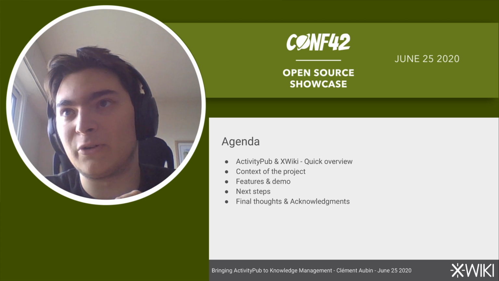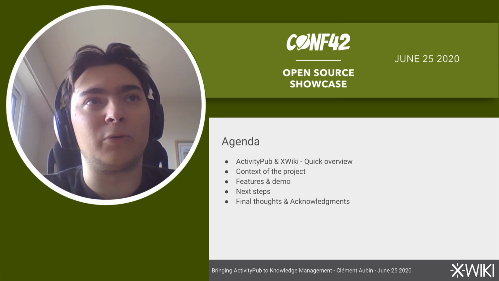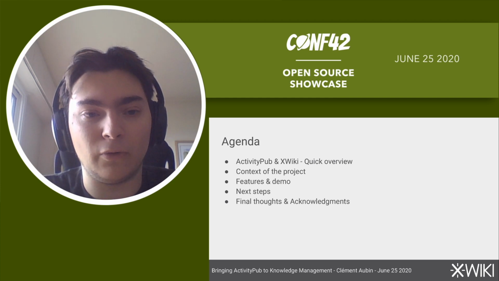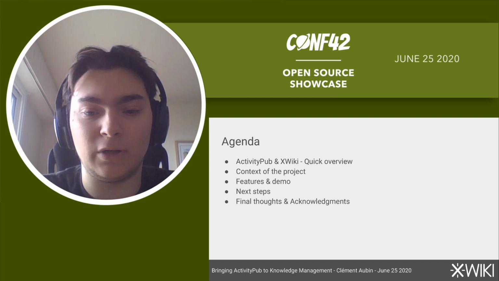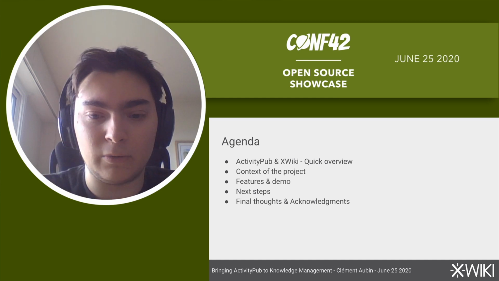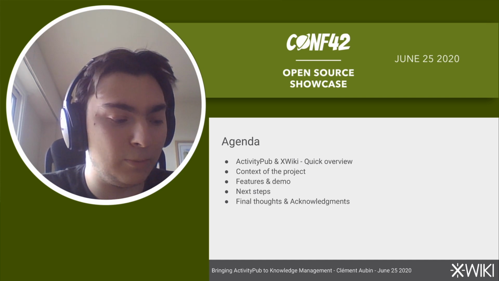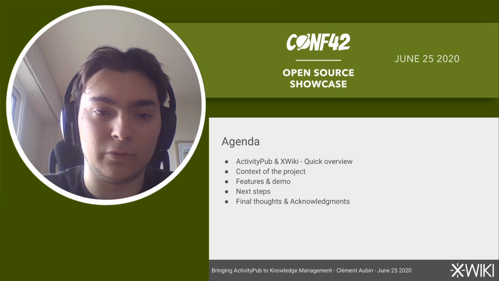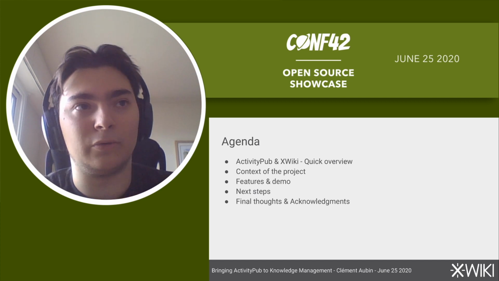And then we will talk a bit about where we want to bring this project in the end, what are the next steps that we want to do in terms of integrating the ActivityPub protocol and XWiki. And in the end, I will give some resources if you want to go further, experiment with this integration, and try to see if it works for your use cases. You will have some links to use.